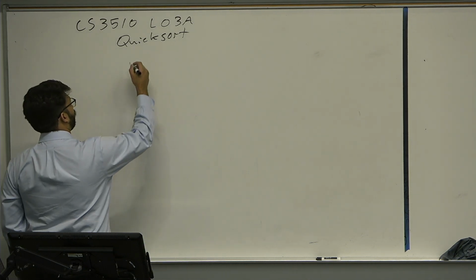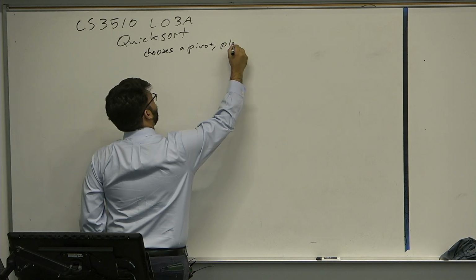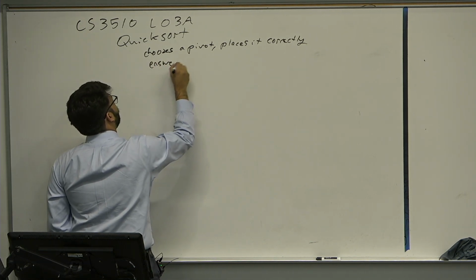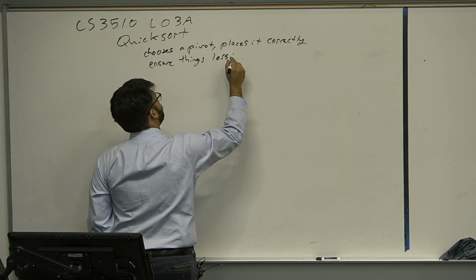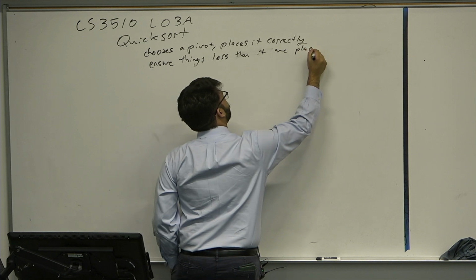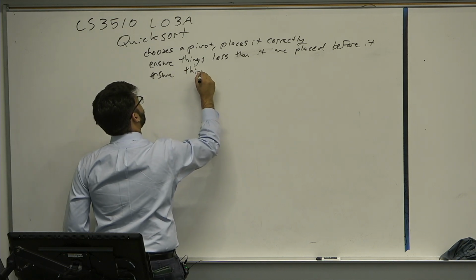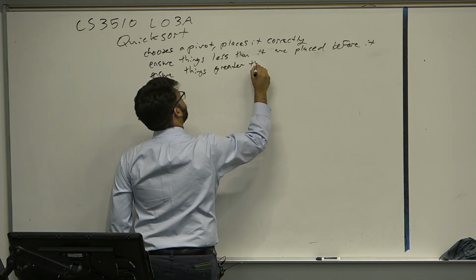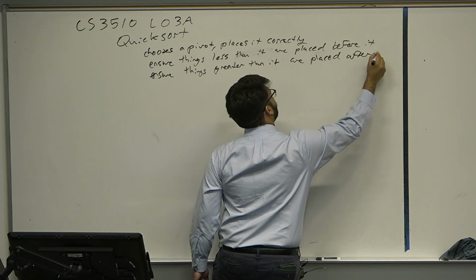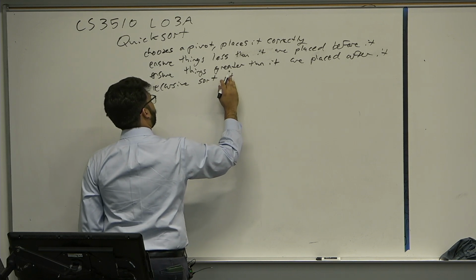So roughly, how does Quicksort work? It chooses a pivot, places it correctly, ensures things less than it are placed before it, ensures things greater than it are placed after it, and recursively sorts above and below.